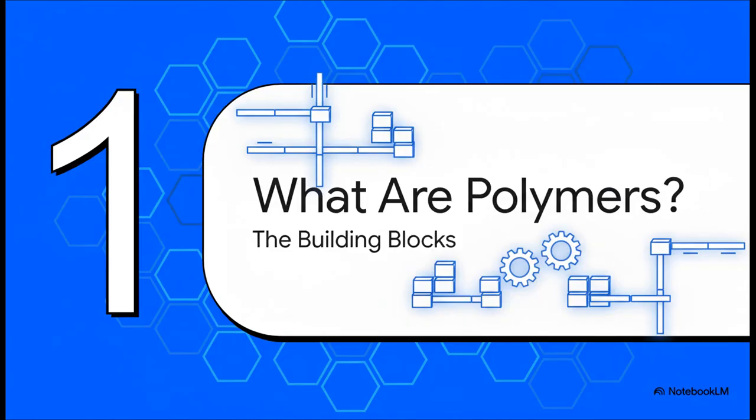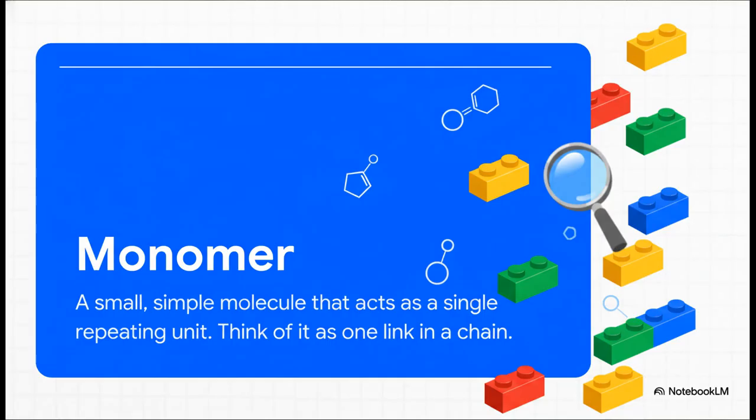Right, before we get into any of the cool reactions, we need to get 3 essential terms locked down. Seriously, getting these right is the foundation for everything else that follows. First up is the monomer. The easiest way to think about a monomer is like a single Lego brick. It's the small, simple molecule, the individual repeating unit that you use to build something way, way bigger.